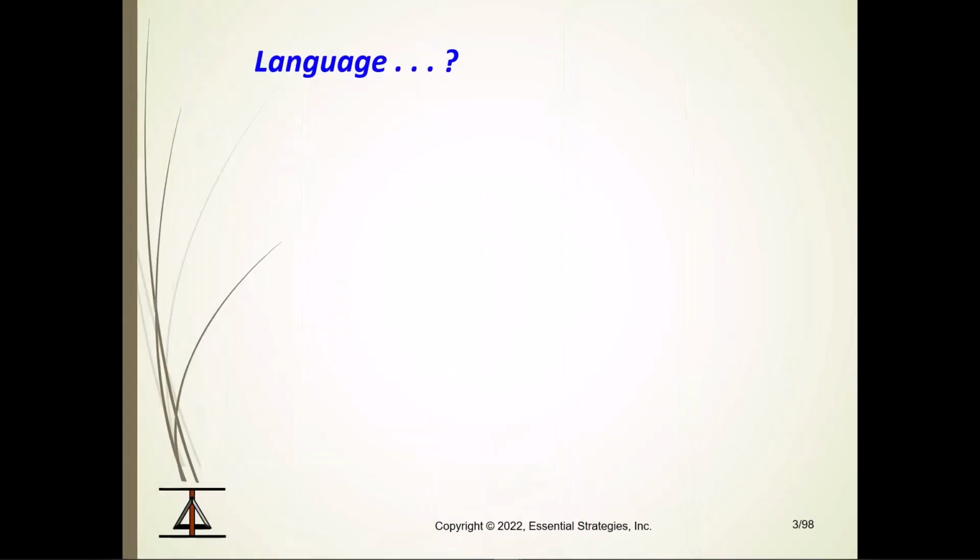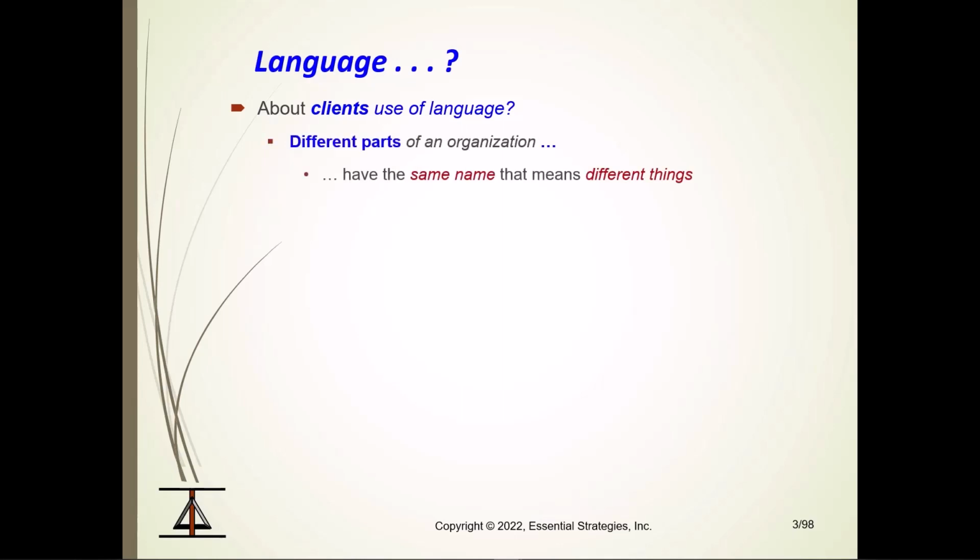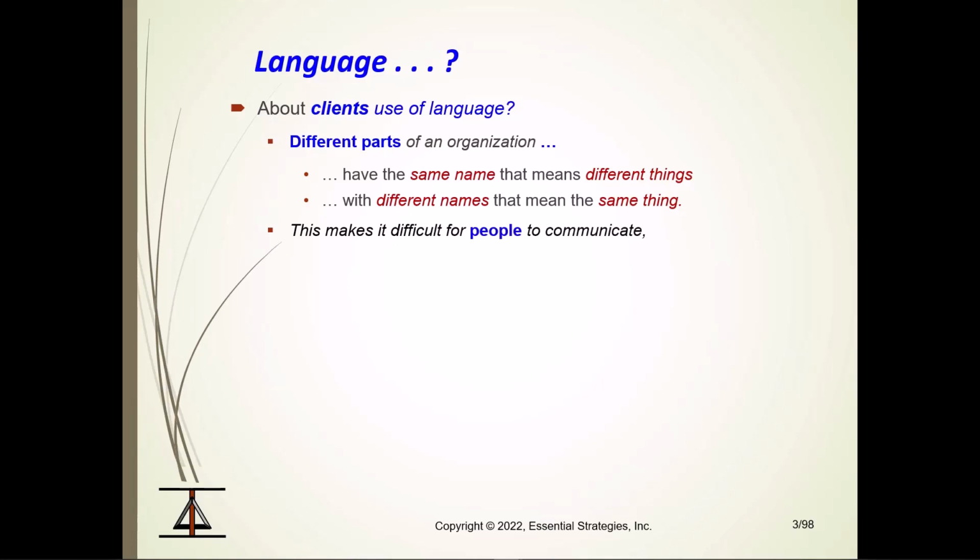Now about language. We data architects, modelers, consultants, designers, etc., are dedicated to helping clients use language. Indeed, different parts of an organization use language in different ways. They have the same thing that means different things, different names that mean the same things. Am I right? Not only does this make it difficult for people to communicate, but it's even worse for interconnected systems.